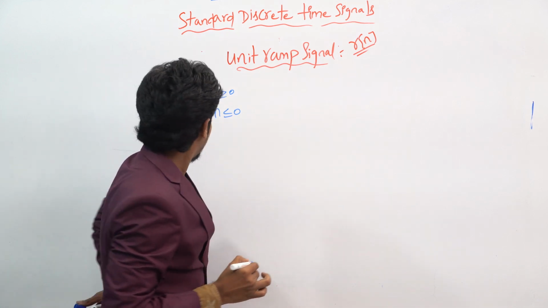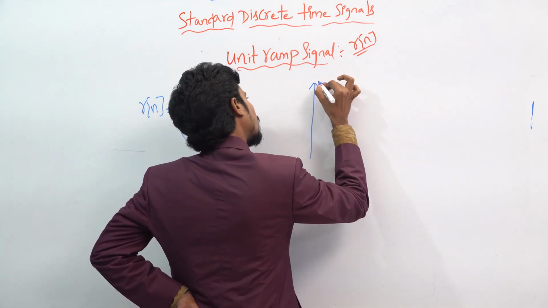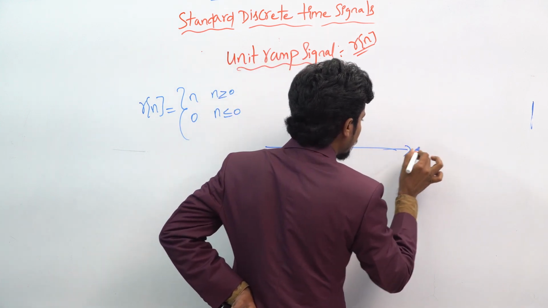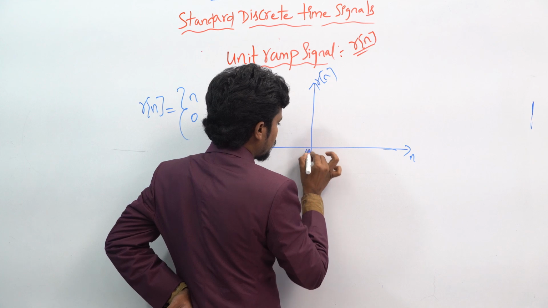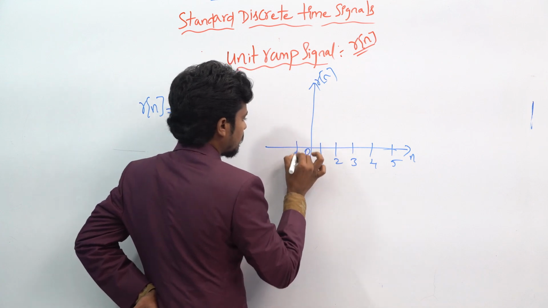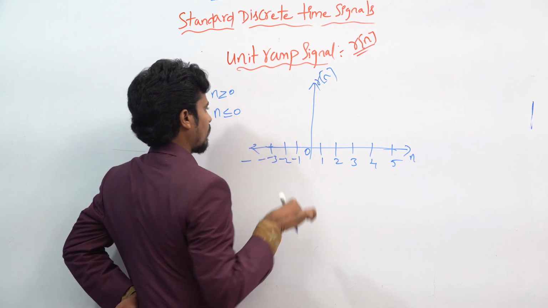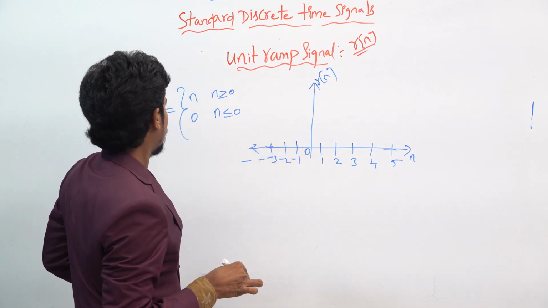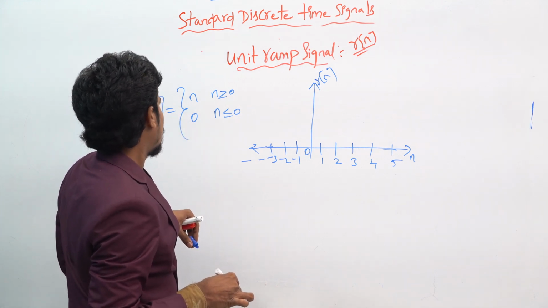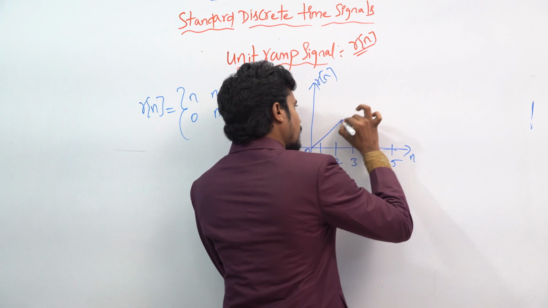Let's see the plot for this ramp signal. This will be r of n. Here our independent variable will be n, this will be 0, here 1, 2, 3, 4 and 5, and here -1, -2, -3 and so on. Here you can observe how we can draw this ramp signal.